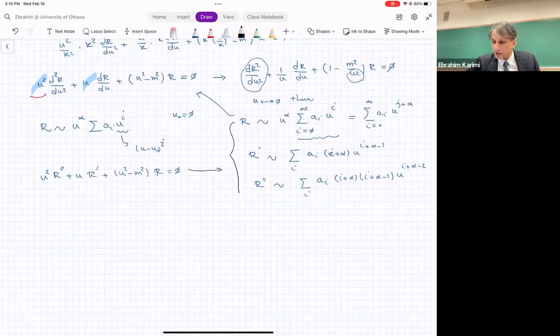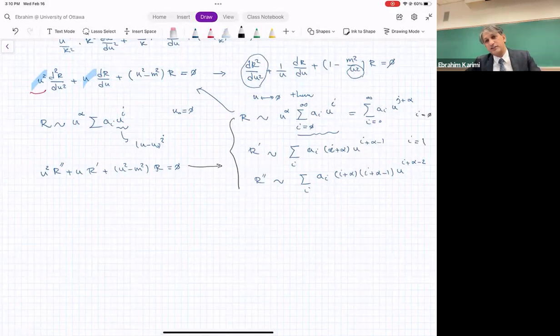So i starts from 0 here. What is happening with the other one? I start from 1, because the first coefficient will be a constant, and the derivative will be 0. And for this one, I will start from 2. Okay, remember that. By any derivative, you are killing some term.